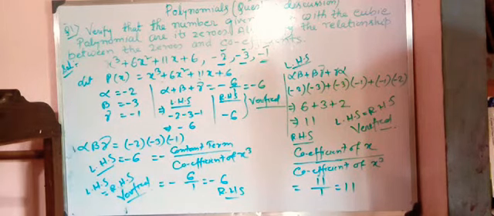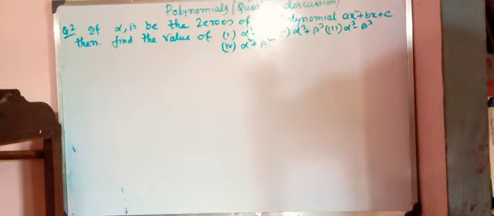So in all the three cases, the answer is verified. Hope you are able to understand it. Next, we are moving to another question. Now here is the question: if alpha, beta are the zeros of the polynomial ax square plus bx plus c, then find the value of alpha square minus beta square.